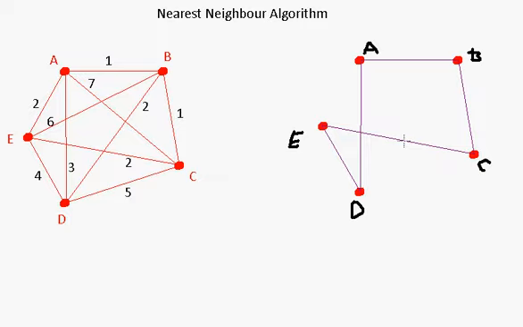So our route in this case was A, B, C, E, D, A, and that is our Hamiltonian cycle, and that has a total weight of 1, 2, 3, 4, 8, 11. So the nearest neighbour algorithm has given us an upper bound of 11.